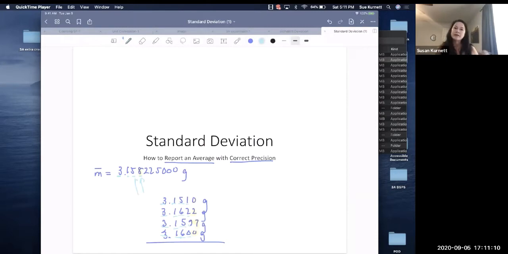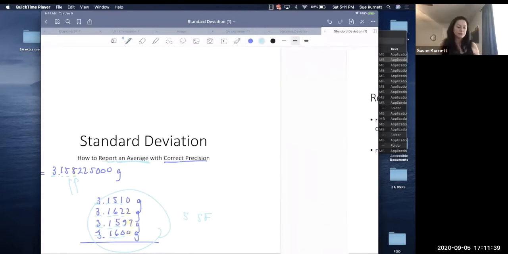And the place where they start to be different, we would consider that like the estimated place, and that's where we would last report a sig fig. So even though we have numbers here that are good to 5 sig figs, those numbers are measurements, and each measurement had 4 measured digits and then 1 estimated, so that's appropriate. When we report the average, we might have a different number of sig figs. So that's what a standard deviation does for us.